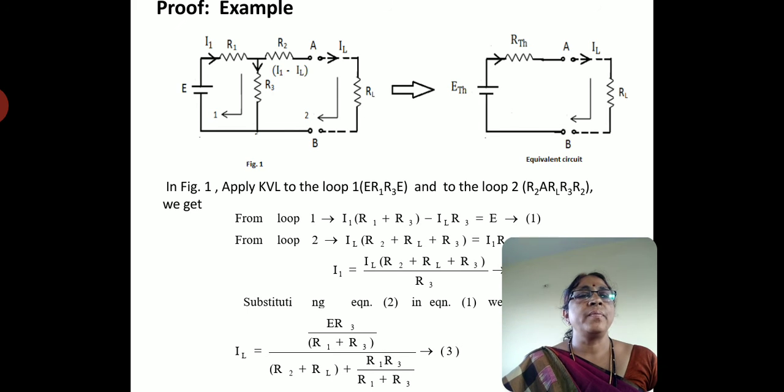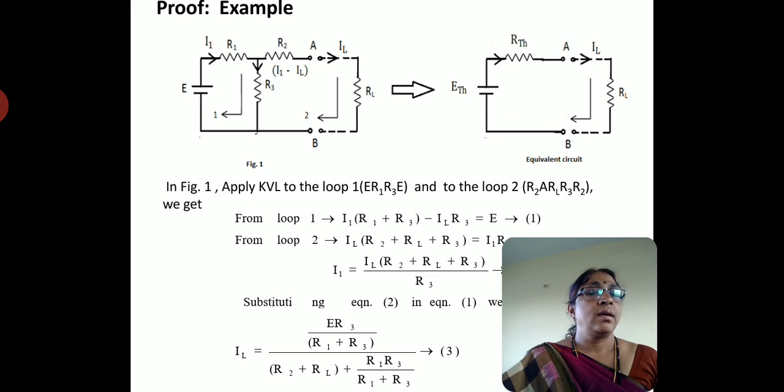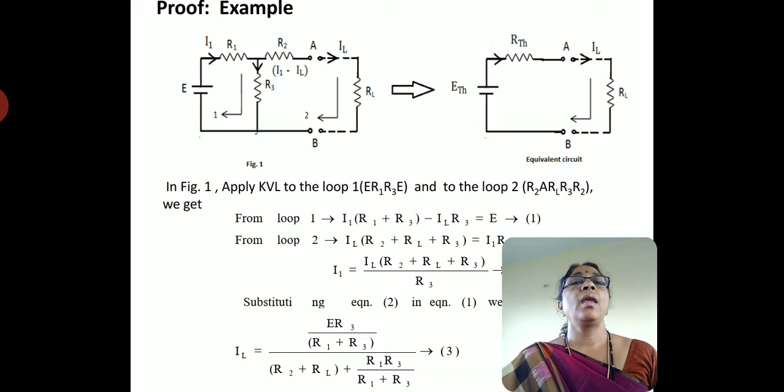Here from figure 1, first you apply KVL to the mesh 1. So we get the equation as I1 into bracket R1 plus R2 and minus of R3 into I2, IL, here it is IL, and this IL is flowing in the opposite direction to that of I1. So therefore it is taken as a minus and that is equal to E. Say this is equation 1.